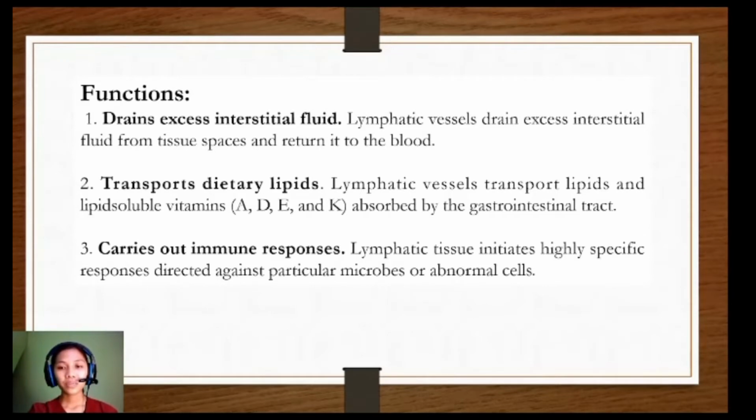Nearly all dietary lipid is transported in chylomicrons from the gut to the blood via the lymphatic system by entering specialized lymphatic vessels in the villi of the intestine known as lacteals. And the last one is carries out immune responses. So these specialized cells and parts of the immune system offer the body protection against diseases. This protection is called immunity. Humans have three types of immunity: the innate, adaptive, and the passive.